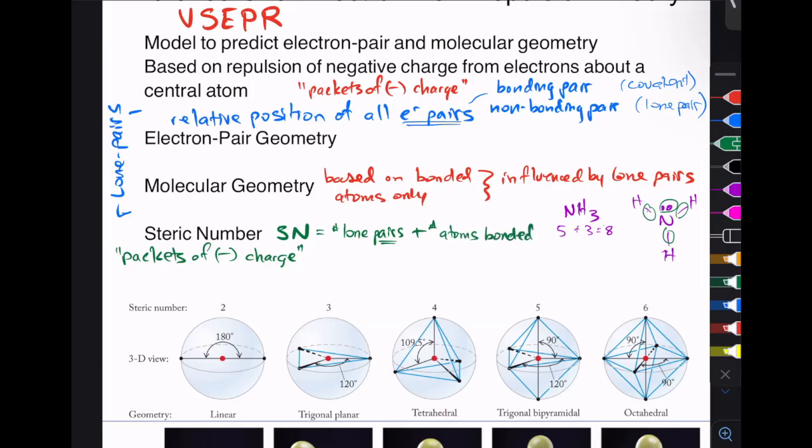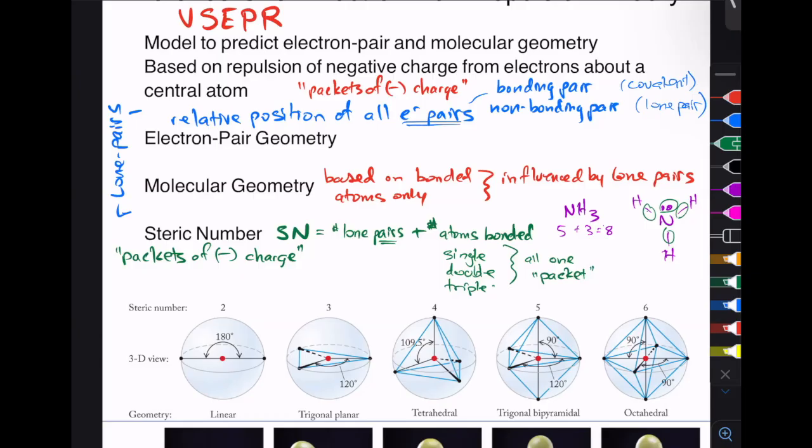Because as you'll see, we're going to consider both a single bond, a double bond, or a triple bond. We're going to still count that as one packet. So this is going to include single bonds, double bonds, triple bonds. These are all a collection, all right?